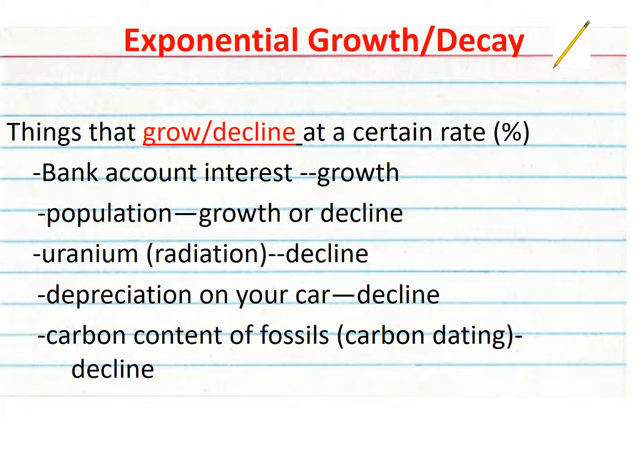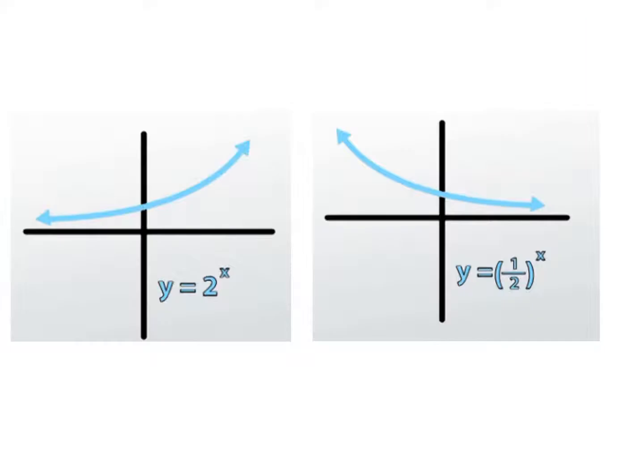Okay, so examples of things like this are bank accounts and your interest. Populations can grow or decline. Uranium radiation declines, depreciation on your car declines, fossil carbon dating is declining as age happens. How much is it deteriorating as time goes on? All these things are examples of exponential growth or decay.